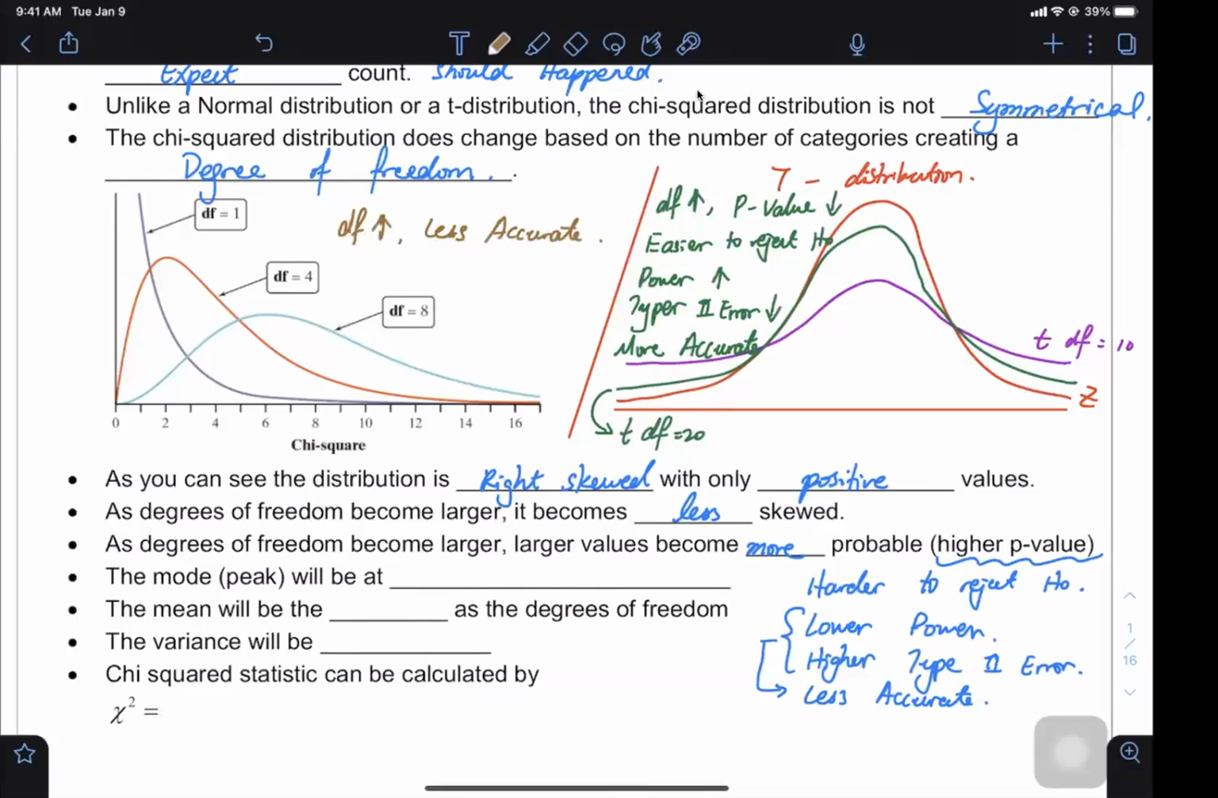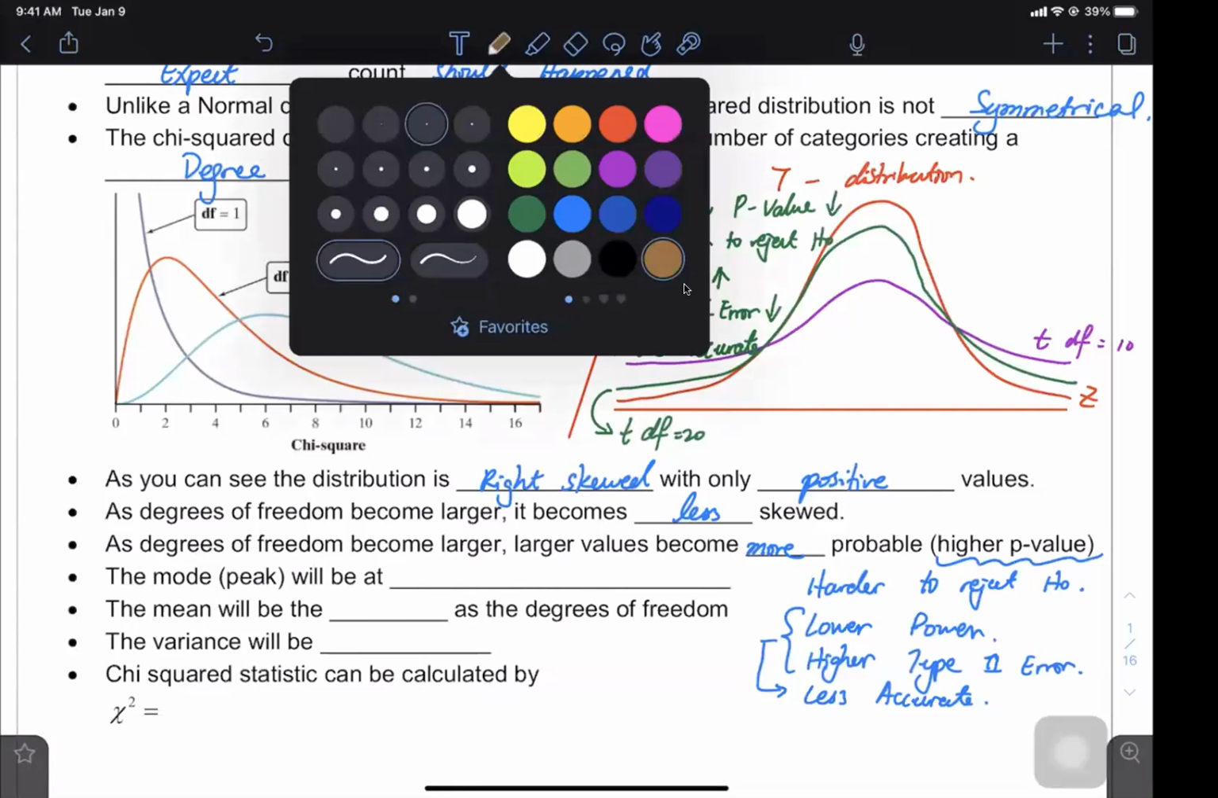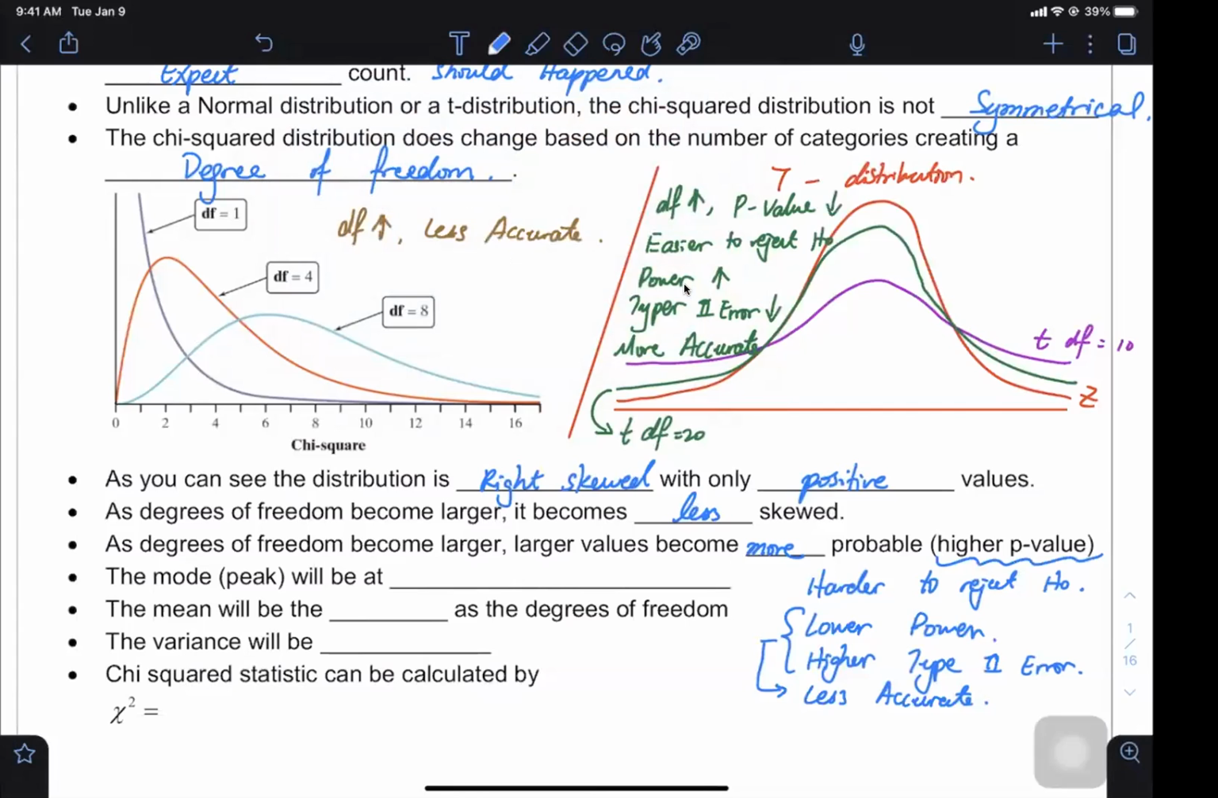So that's the main differences between a t distribution and a chi-square distribution. And then the mode for the chi-square distribution will be at the degree of freedom minus 2. So that is just a definition, so there's no why behind it. And the mean is the same as the degree of freedom.